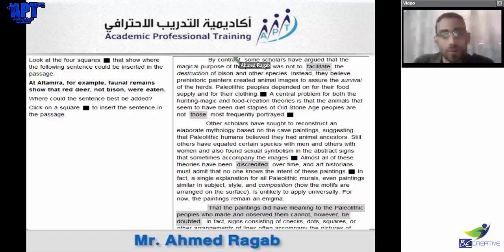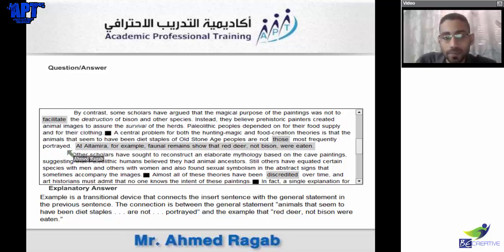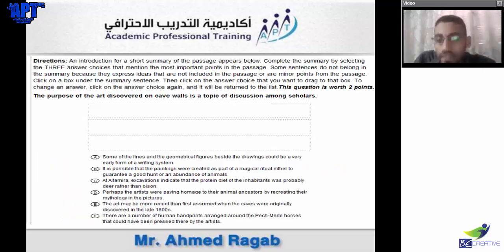Our central problem with the hunting magic and food creation theories is that animals that seem to have been diet staples of all Stone Age people are not those most frequently portrayed. Somehow, the accompanying image is weird, and the painting is weird. So it's one of two. Which one should I put it in? Here he was talking about clothing, and I'm talking about an animal that's been eaten. So here also, people are most frequently portrayed. Yes, it's in the second sentence here. Very nice, portrayed. Because here he was talking about animals, theories about animals that can be eaten.